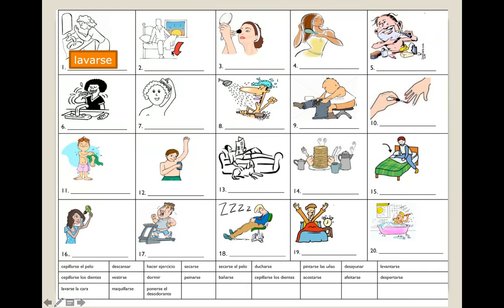Okay, número dos. Levantarse, to get up. Remember what I said, that levantarse is different than despertarse, right? Despertarse, to wake up. But you can wake up and you can lay in bed for 3 hours, right? But until you te levantes, you're not up. So levantarse is the actual act of getting out of bed.